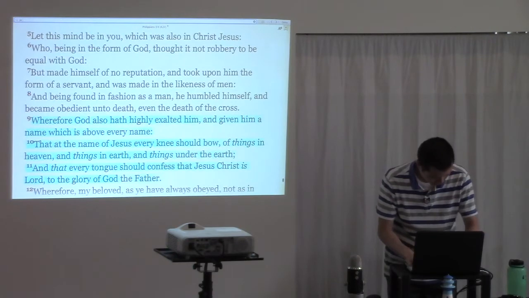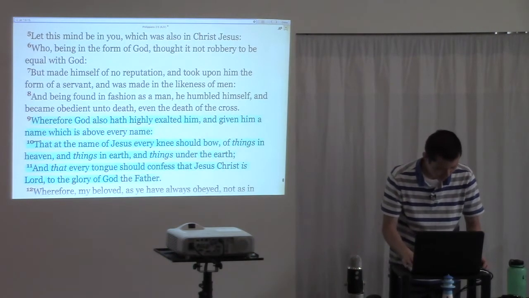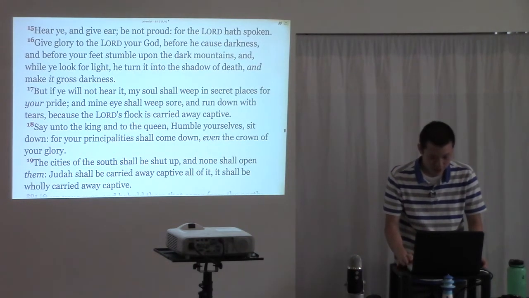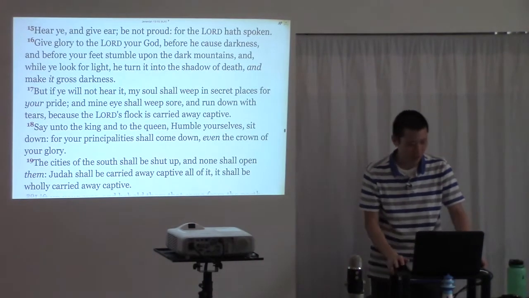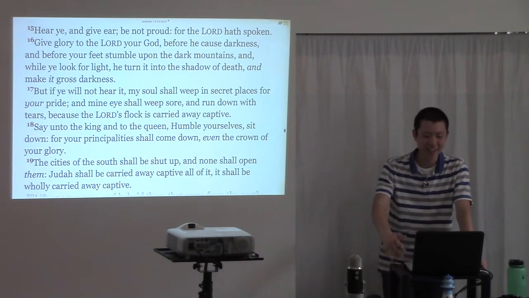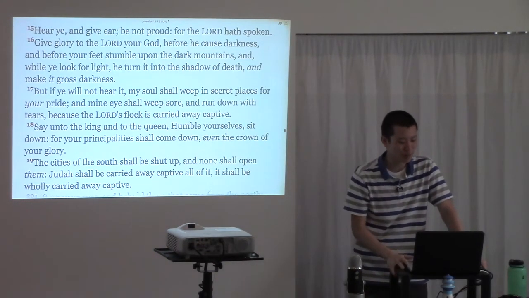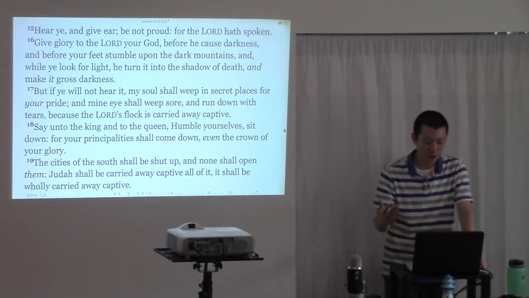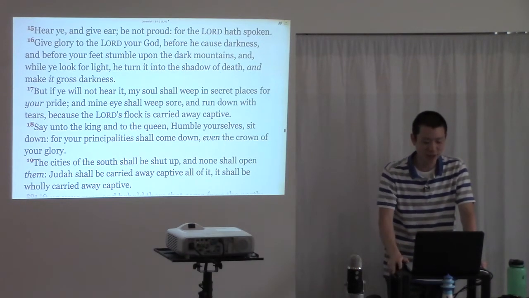The other verse I just wanted to show you here is in Jeremiah 13. It says in verse 15, "Hear ye and give ear, be not proud, for the Lord hath spoken." So again, see here how it's pride, lifting yourself up. "Give glory to the Lord your God." See the glorying in the Lord? "Before he cause darkness and before your feet stumble upon the dark mountains, and while ye look for light, he turn it into the shadow of death and make it gross darkness."